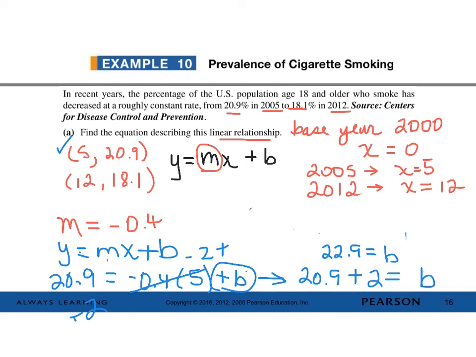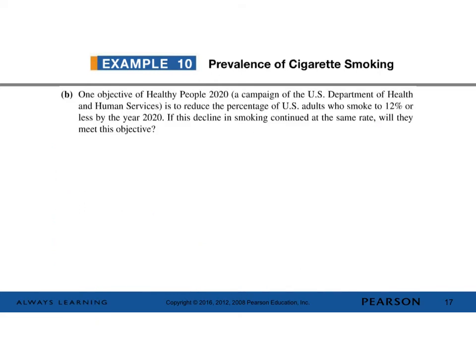So here's our equation. Y equals negative 0.4 times x plus 22.9. So remember that equation. And then I'm going to write it again here at the top of the page.